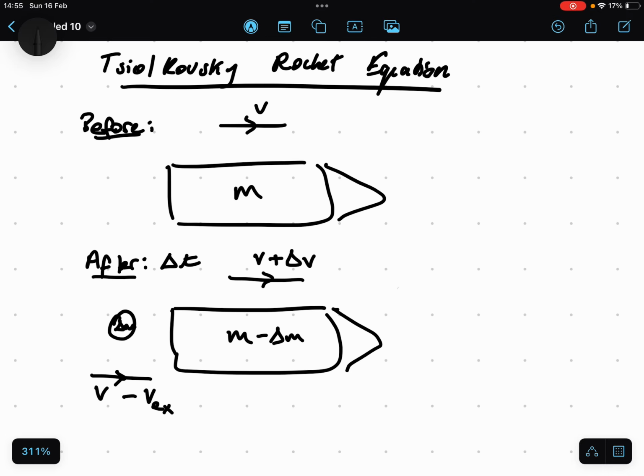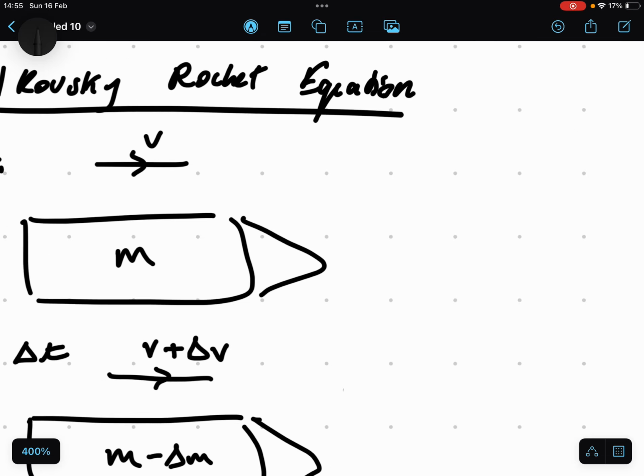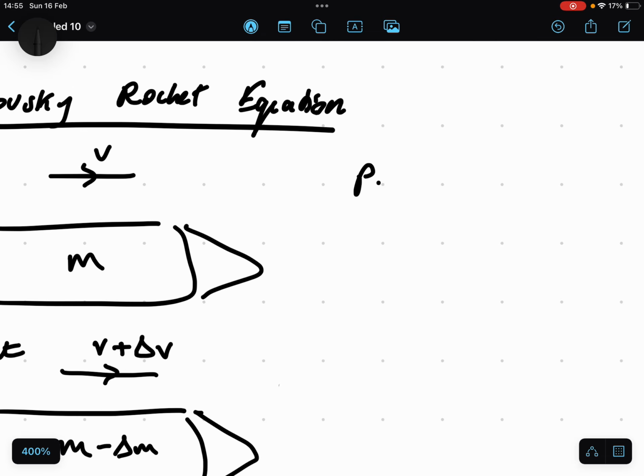And I think the best thing to do here is use the conservation of momentum. It's not a collision, but we can still use the conservation of momentum, because momentum is always conserved and there are no external forces acting on it. That's what we've assumed. So I think conservation of momentum is the way to go. The momentum before is equal to the momentum afterwards.